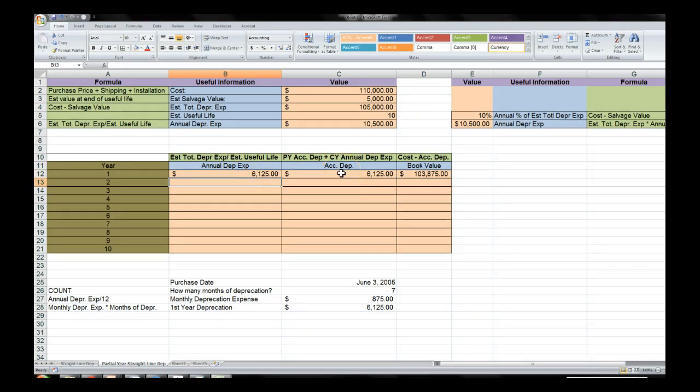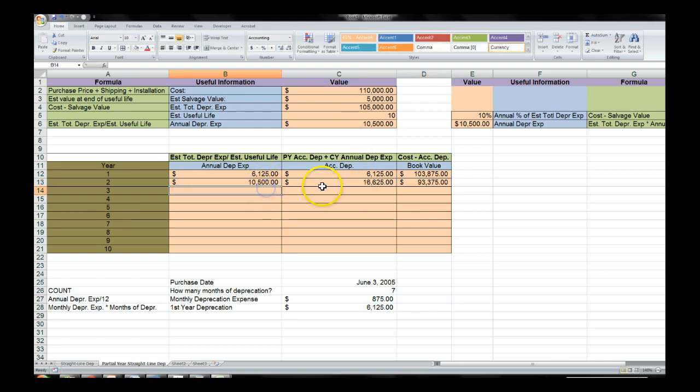Okay, year 2. Well, this year is a full year, so we are taking a full amount of depreciation expense. So that's going to be $10,500. Our accumulated depreciation is going to be our prior year accumulated depreciation plus our current year annual depreciation expense, which equals $16,625. And then our book value is going to be our cost minus our accumulated depreciation.